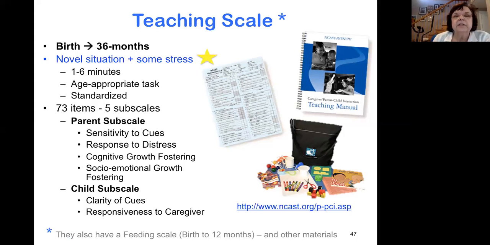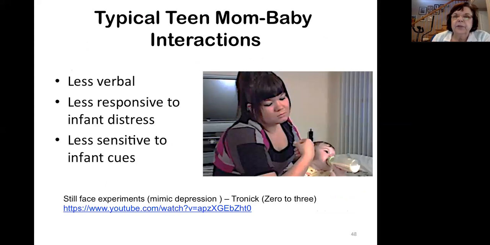So we videotaped these, and we didn't find much difference in our moms. But one of the things that we see is a typical teen mom baby interaction, especially with a depressed mom, where there's less verbal interaction and less responsiveness to infant distress. And one of the Boston researchers, Tronick, did a lot of still face experiments in the 70s and 80s.